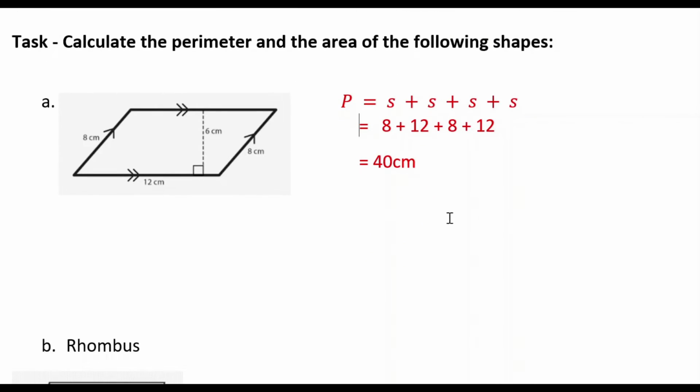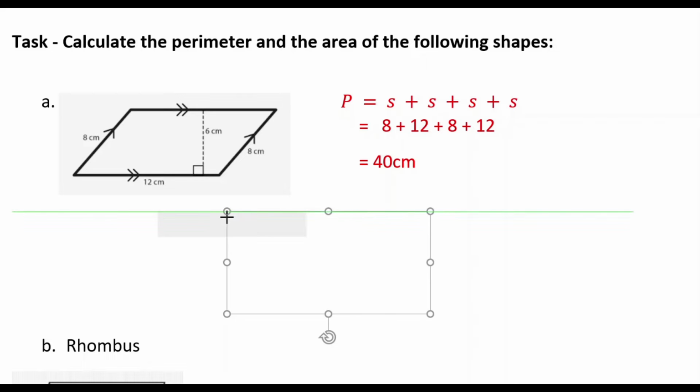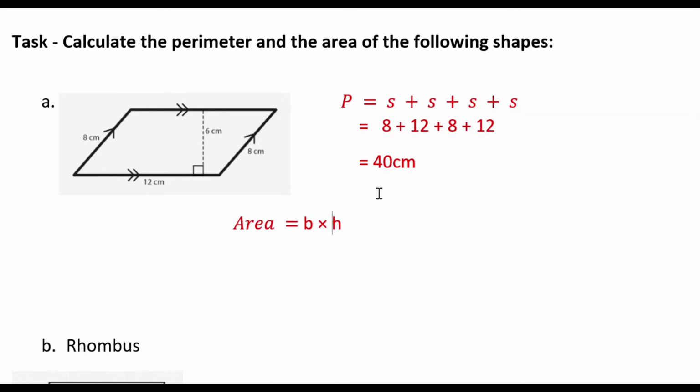Now if we're going to do the area, we said the formula was base times perpendicular height. So I probably should have put a pH here, and I can fix that up. It's the base, which we could call this one here, 12, multiplied by the perpendicular or vertical height, which is 6. So we'll just substitute in 12 multiplied by 6. The calculator will help me. 72 centimeters squared. Notice the units are squared because it's an area.